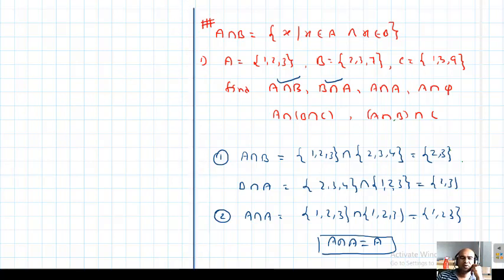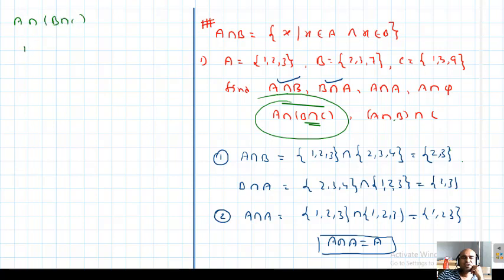Some more problems are there. A intersection of (B intersection C). First of all, B intersection C should be found. First find B intersection C directly. What is common? 3. Only 3 is common.